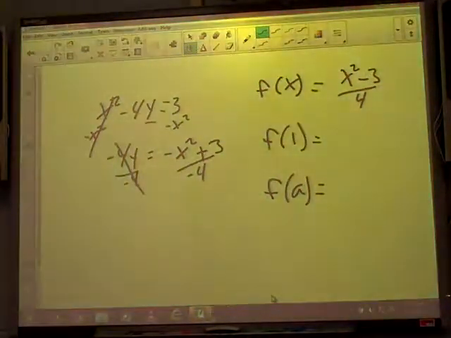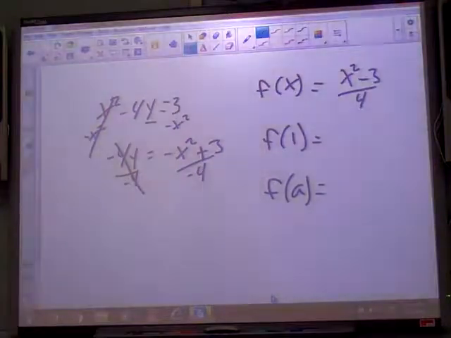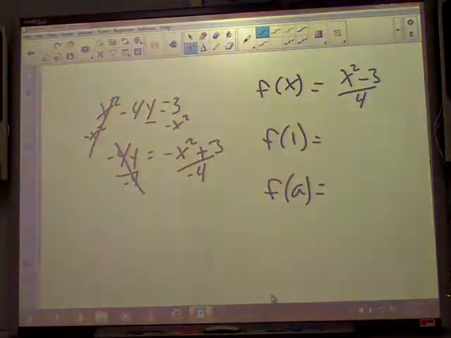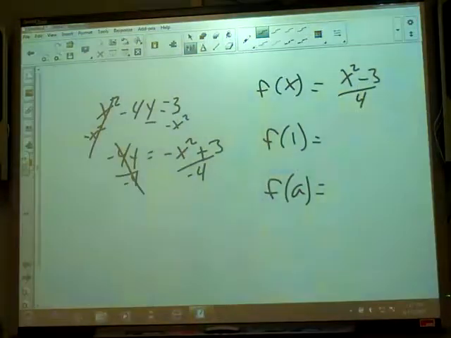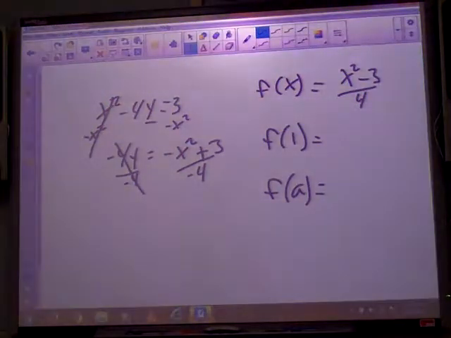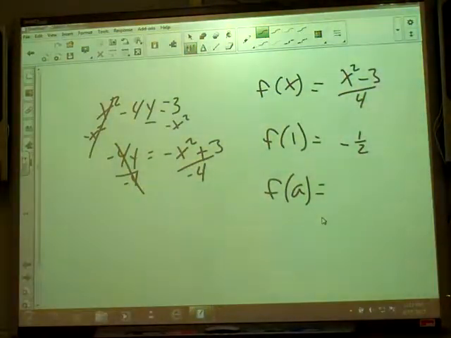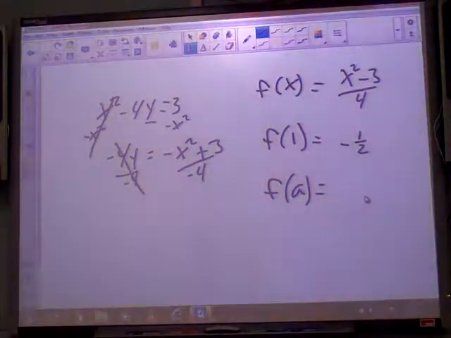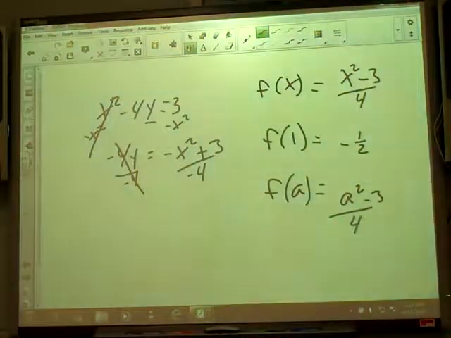Now the second question I asked you was for f of 1. You just got to plug a 1 in for that x and evaluate. You can do that pretty quickly. 1 squared is 1. 1 minus 3 is negative 2. What's negative 2 over 4? Negative 1/2. Okay, and then my last one looks confusing, but it's the easiest. All you do is switch the x for an a. So it'd be a squared minus 3 over 4.